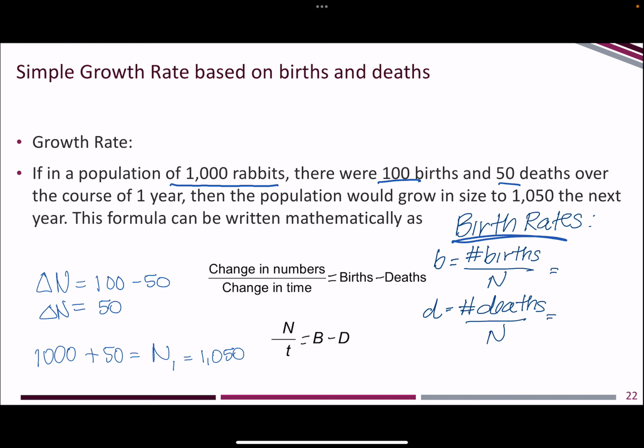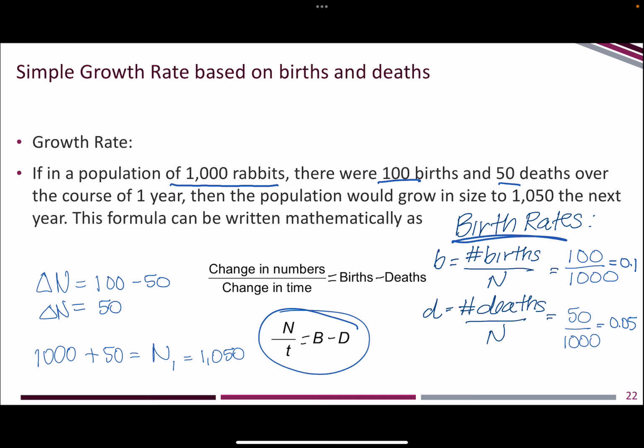So to do this example here, the birth rate is going to be 100 per 1,000 individuals. The death rate is going to be 50 per 1,000 individuals. So our birth rate is going to be 0.1. Our death rate is going to be 0.05.